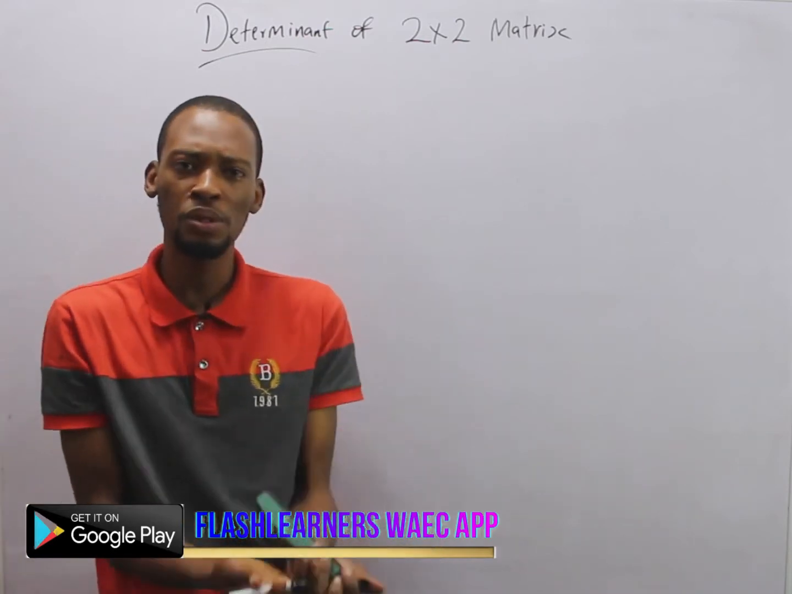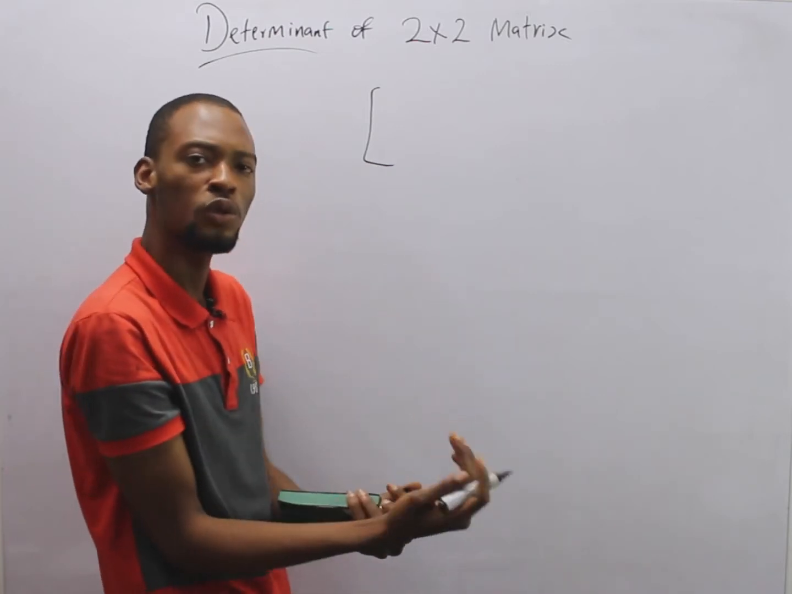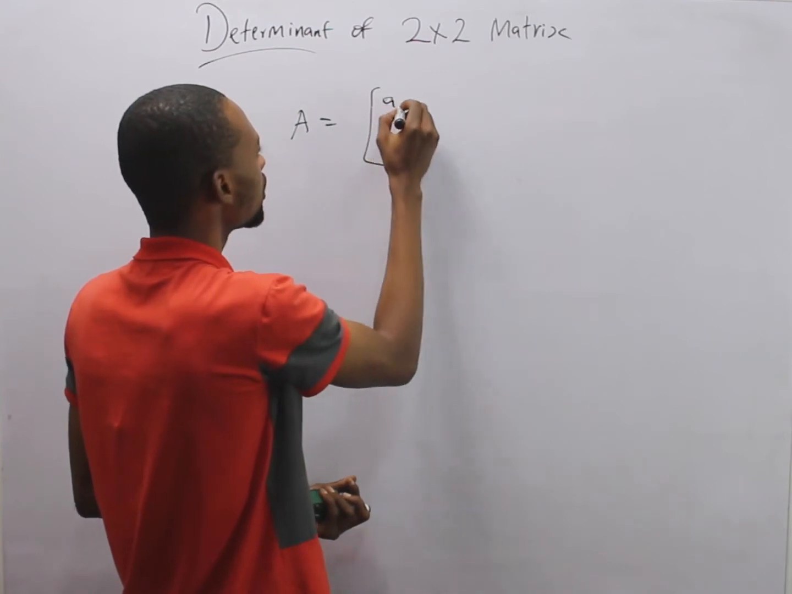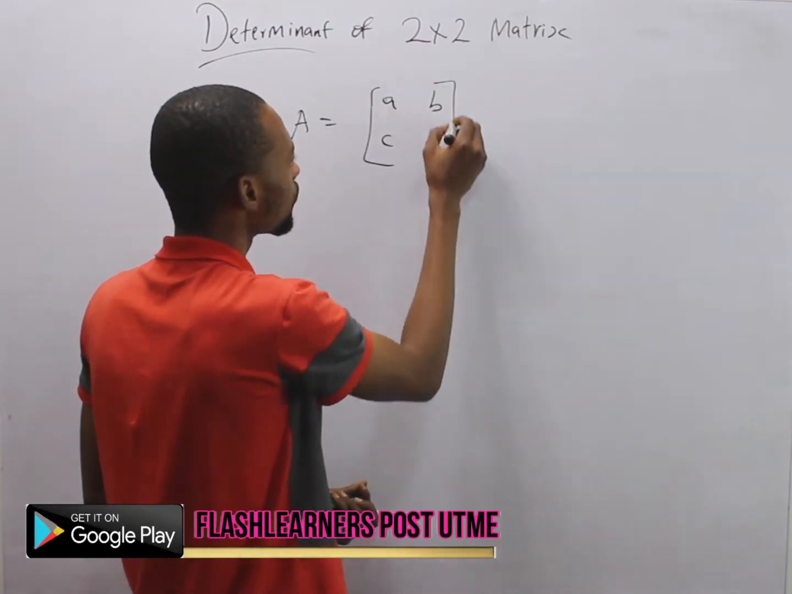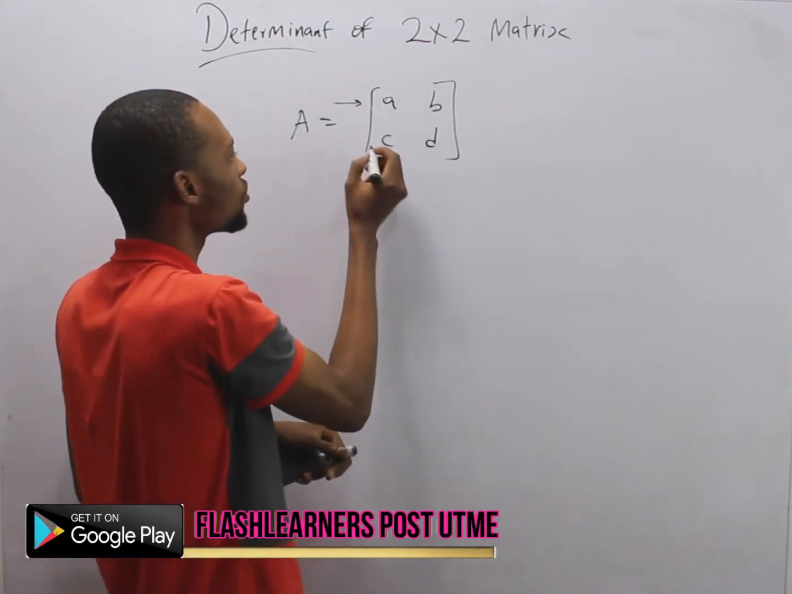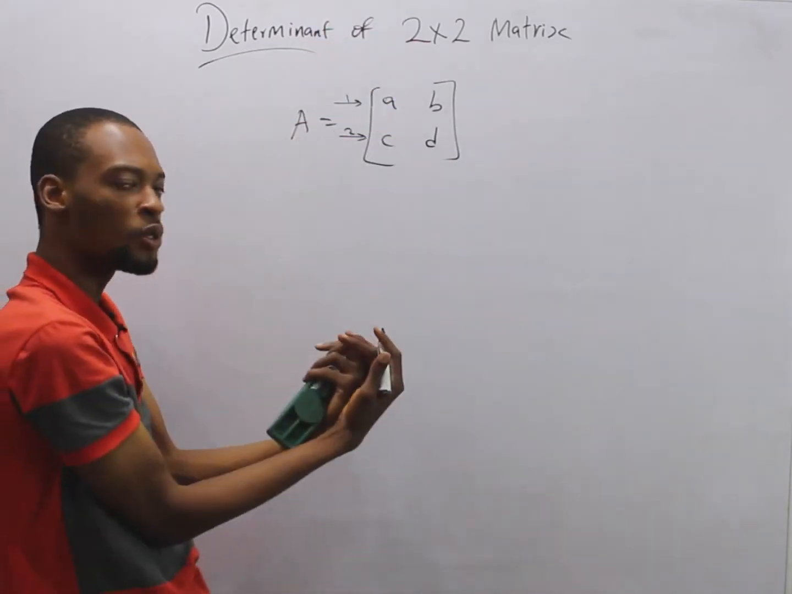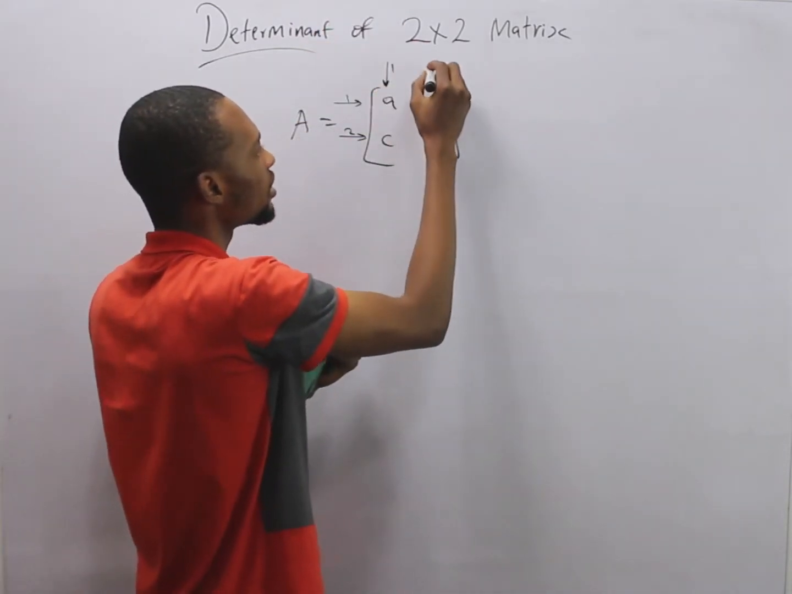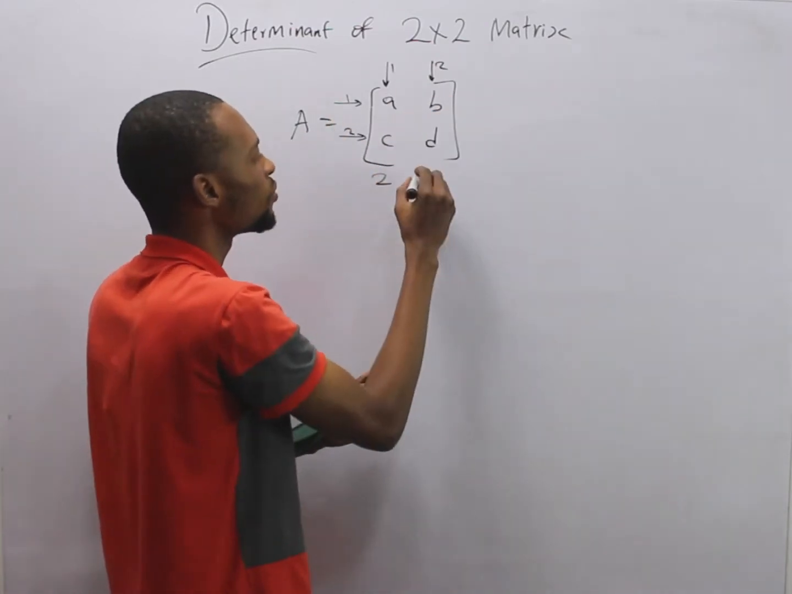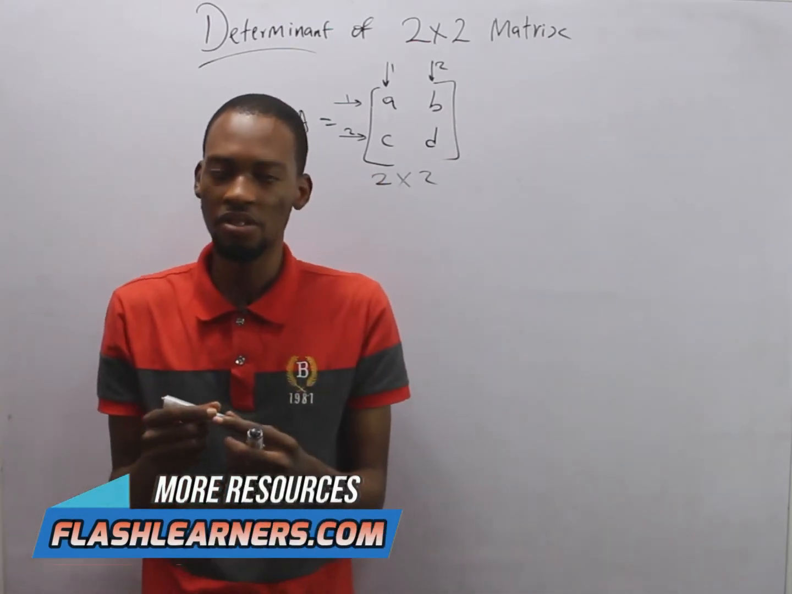Now, what is a 2 by 2 matrix? A 2 by 2 matrix is simply any matrix with 2 rows and 2 columns. If you are given this matrix A, B, C, D, this way is the row. So this is the first row and this is the second row. Now when you view from the top, you get the column. This is the first column and this is the second column. So 2 rows, 2 columns, that's why we say 2 by 2 matrix.